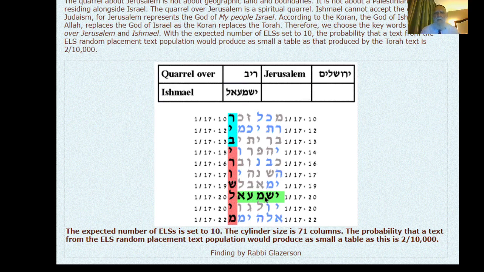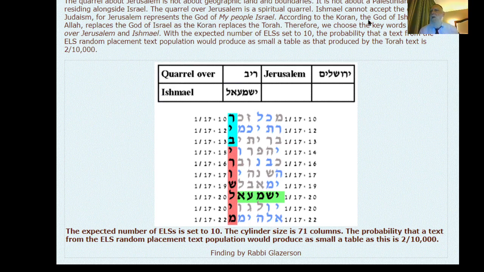by Ishmael, and this is what Professor Robert Raleigh wrote. The quarrel about Jerusalem is not about geographic land and boundaries. It is not about a Palestinian state residing inside Israel. The quarrel over Jerusalem is a spiritual quarrel. Ishmael cannot accept the existence of Judaism, for Jerusalem represents the God of my people Israel.